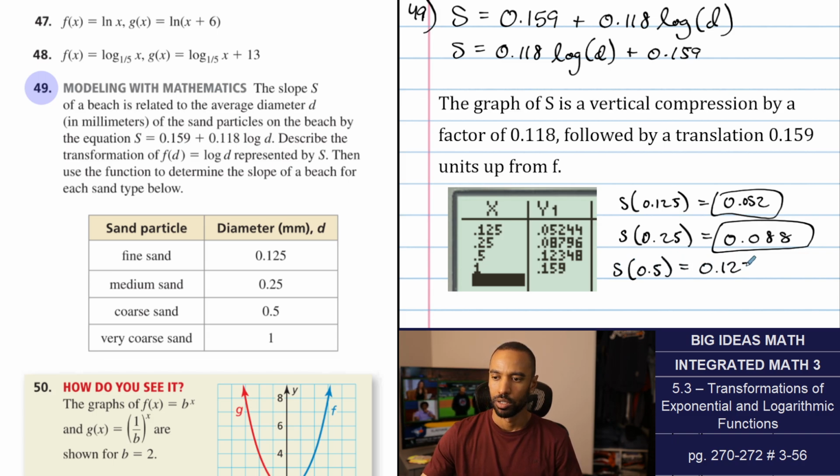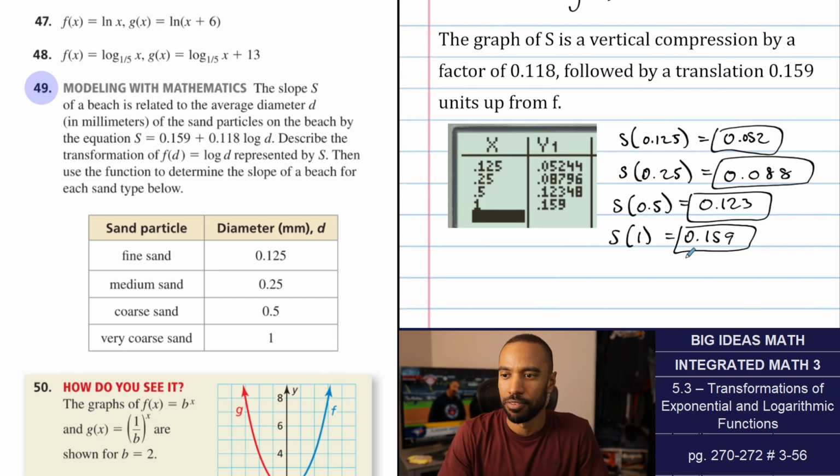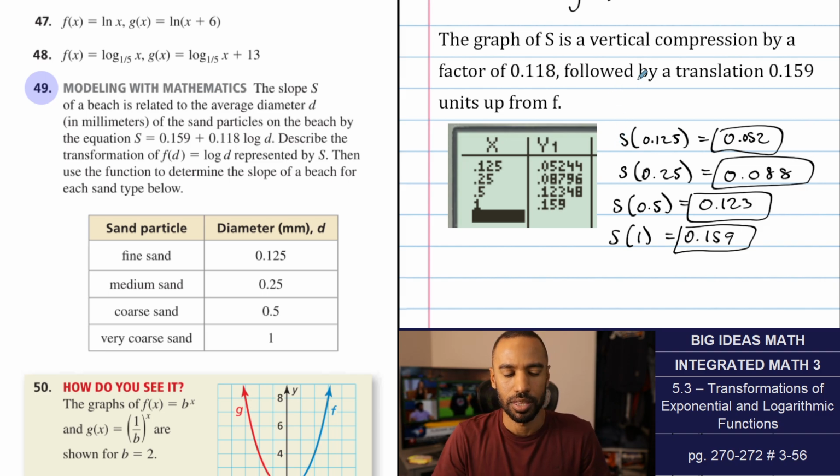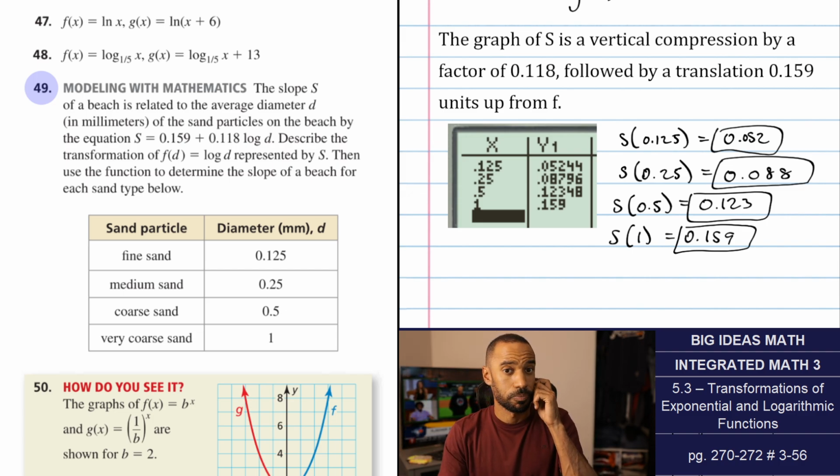1, 2, 3, 4. 1, 2, 3. I don't know if that's exact or what's going on there. But 1, 5, 9 on that one. So yeah, the larger the diameter of the sand particles, the more sloped the beach is, or the other way around.